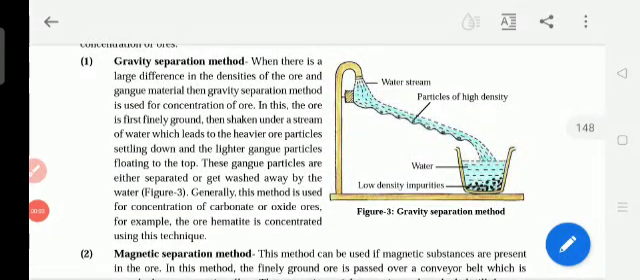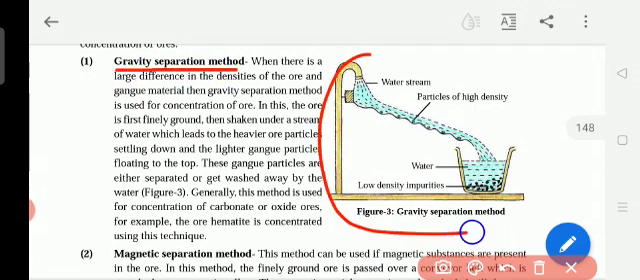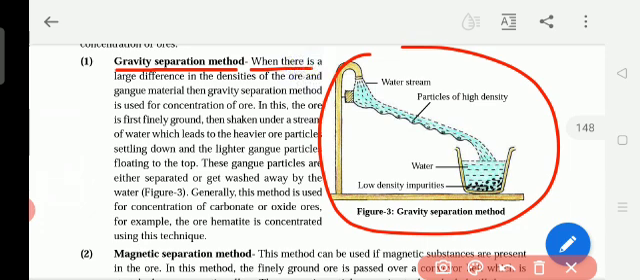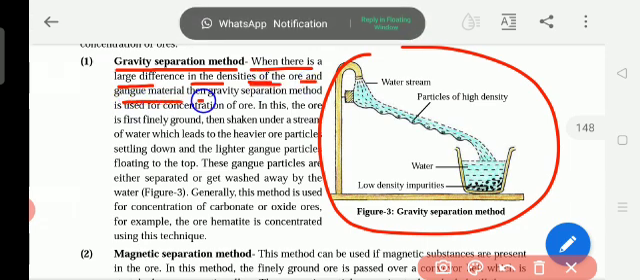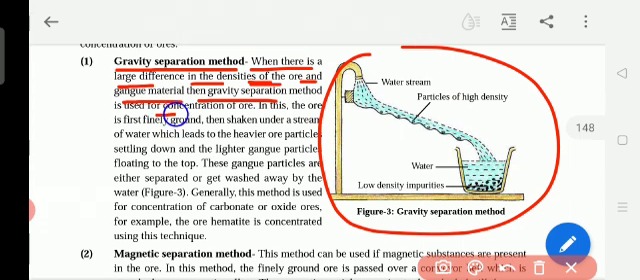Gravity separation method means, as you see in this diagram, there is a large difference in the densities of the ore. Density means thickness. Some impurities are very thick, some are very lightweight, some have more weight. With the gangue material, the gravity separation method is used for the concentration of the ore.